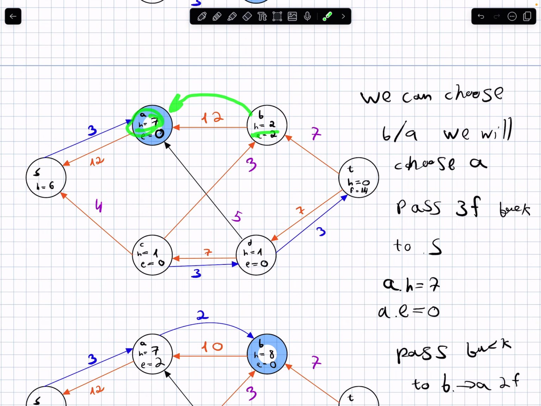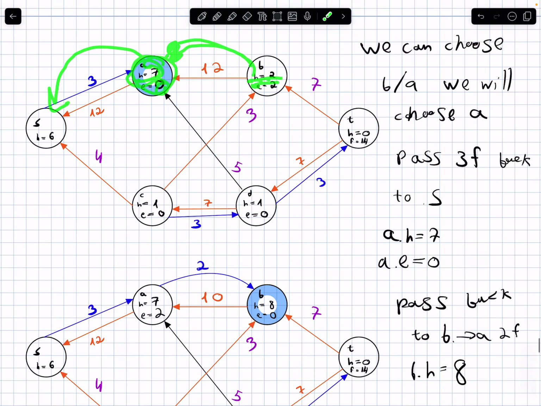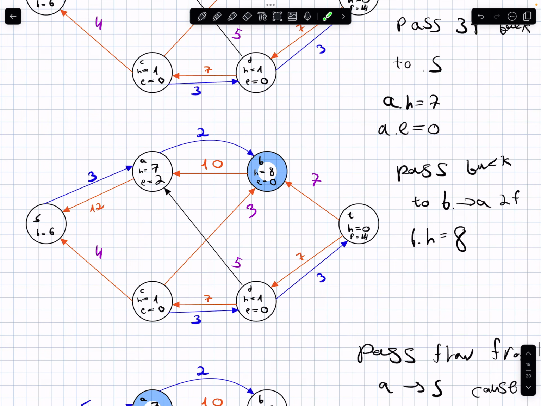So it's 7 plus 1, which will be 8. And then he will push back 2. And then A will have an axis of 2. And then A will push another 2 over here. So this is what will happen. So we can see here I already drew it.